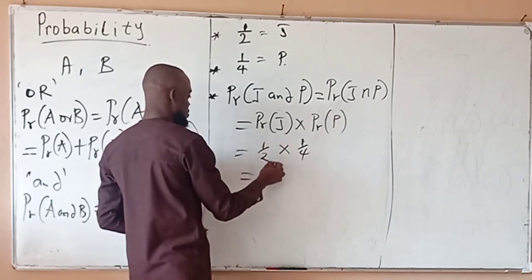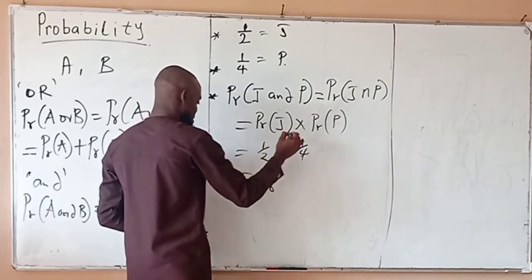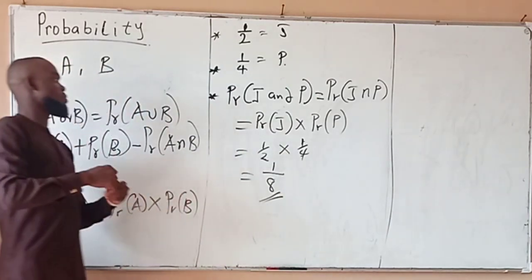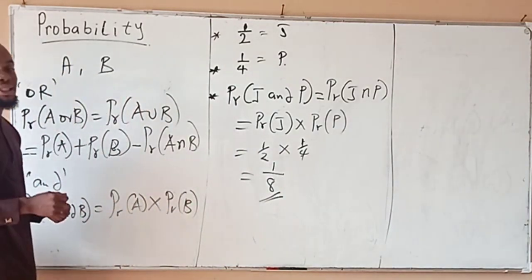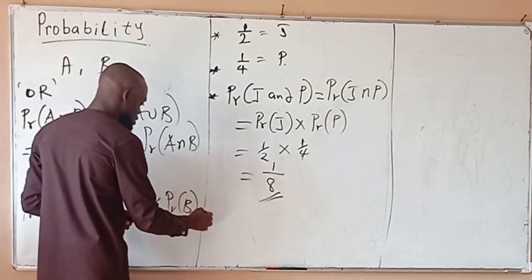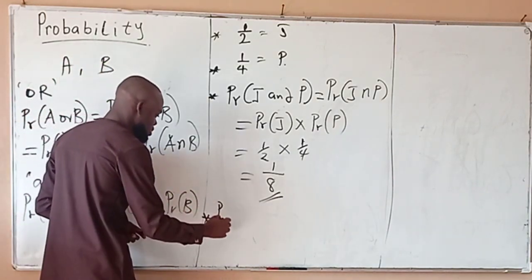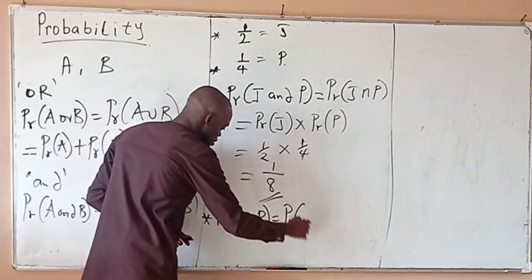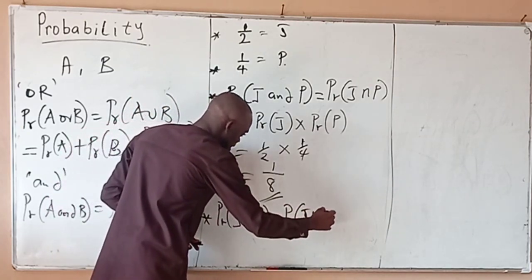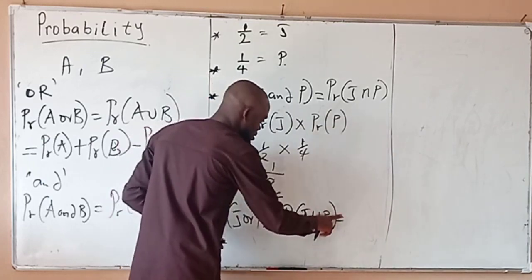1 times 1 is 1, 2 times 4 is 8, so we get 1/8. That is the probability of John and Peter attending the class. What about the probability of John or Peter attending the class? The probability of John or Peter is the probability of John union Peter, which will be equal to.